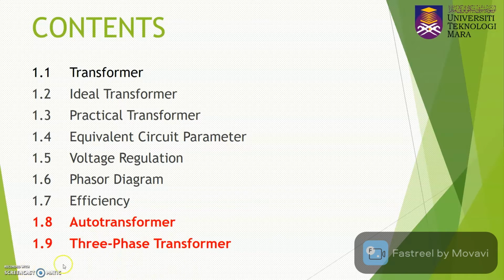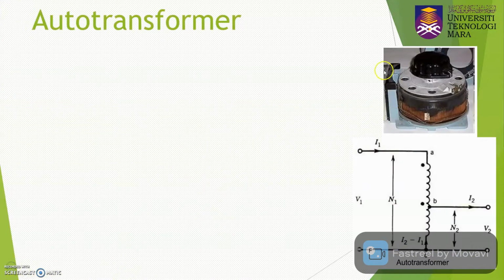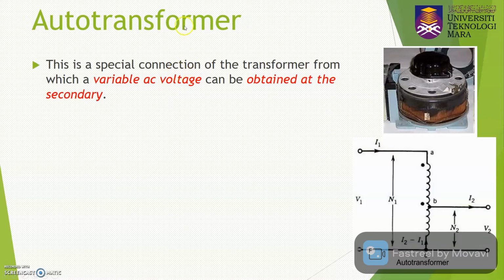So let's move to the first subtopic, which is the autotransformer. This is an example of an autotransformer that is available in the market. And this is the equivalent circuit diagram for the autotransformer. So what is the autotransformer actually?